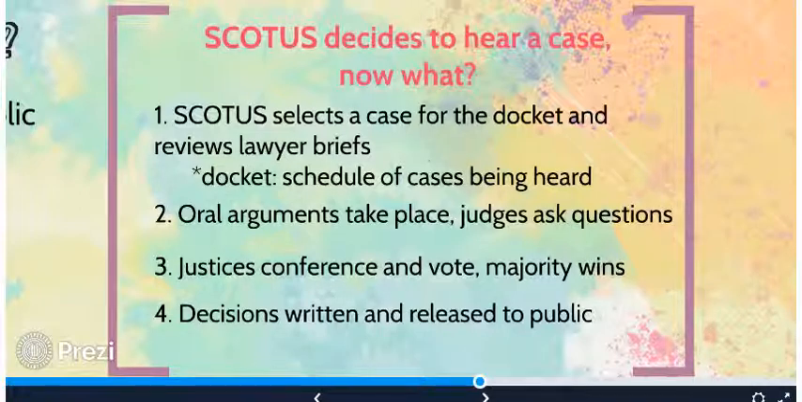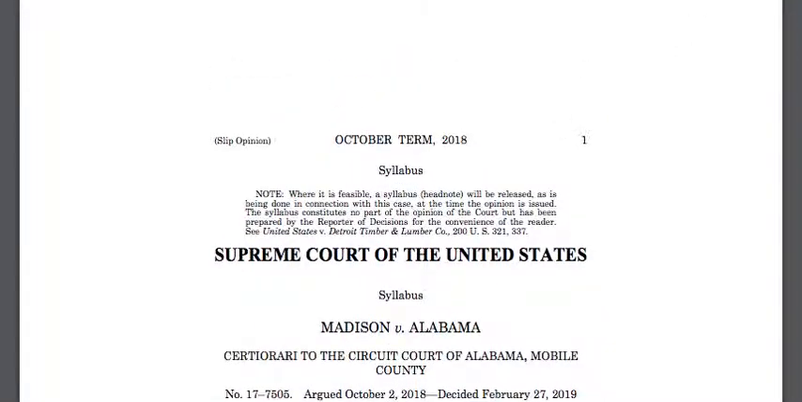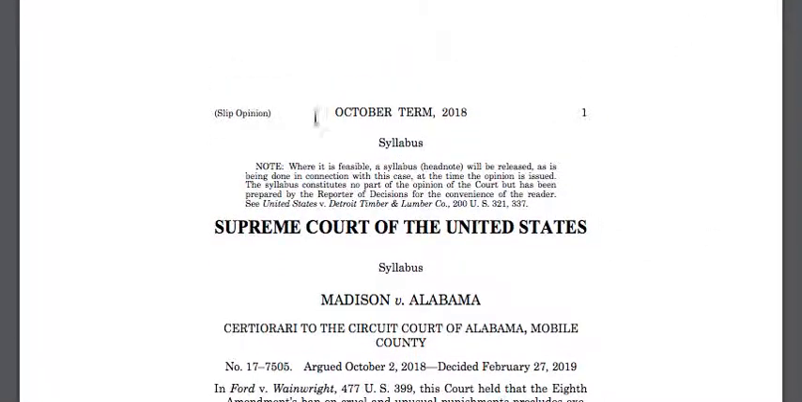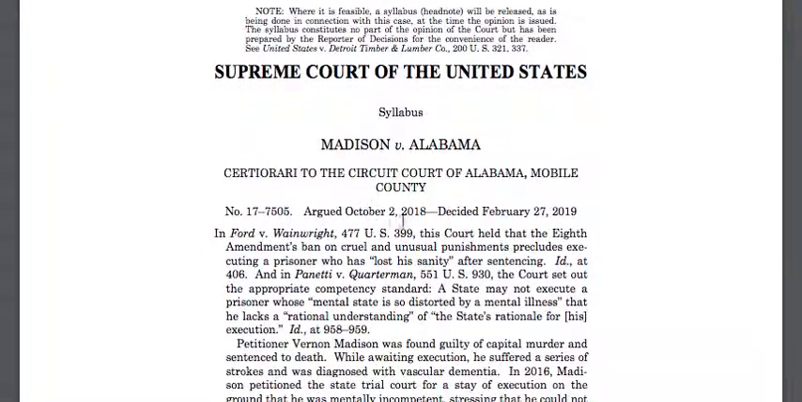I'm going to tab over real fast to this. So here is what a typical opinion would look like. This particular case was argued, if you look here, in October. This is Madison versus Alabama. Certiorari is the Latin term. Basically, this is the answer to the Circuit Court of Alabama in Mobile County. So this was argued on October the 2nd of 2018 and not decided by them until February the 27th of this year.